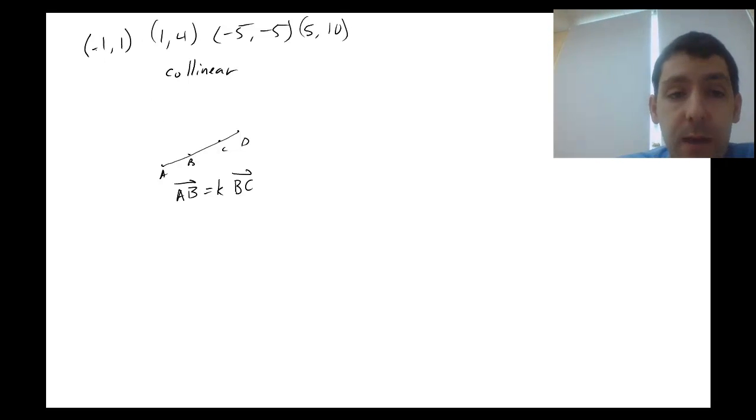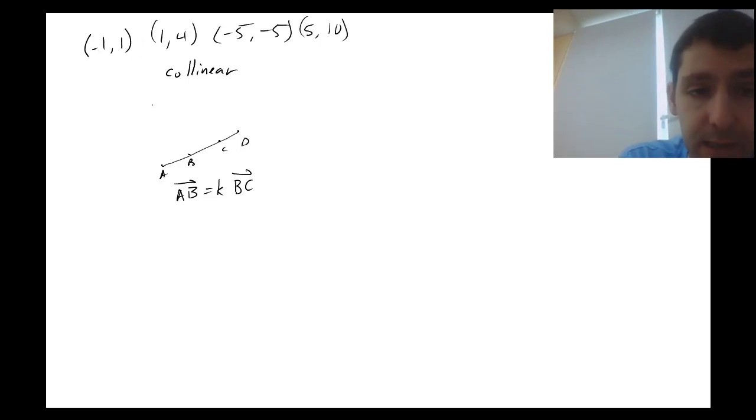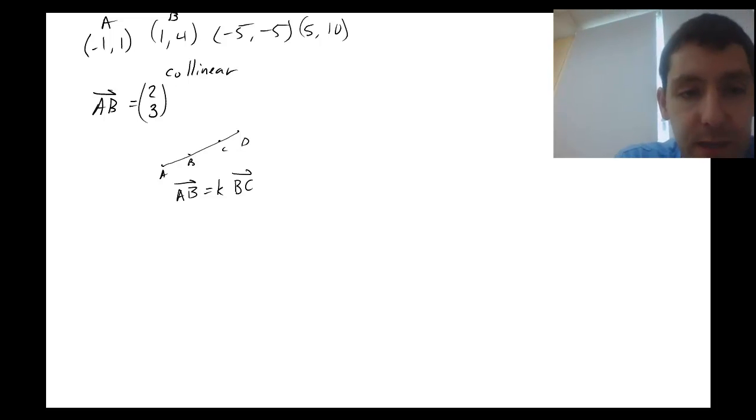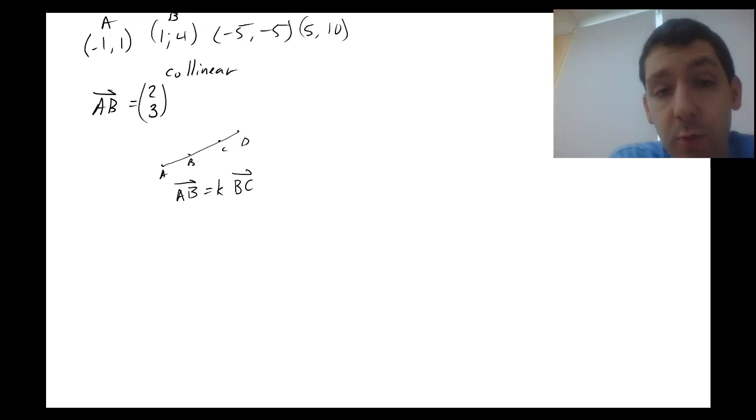So we'll go from (-1, 1) to (1, 4). So we'll go 1 minus negative 1, which is 2, and 4 minus 1, which is 3. So this is then vector AB, where this is point A and this is point B. So in the x direction it goes to the right 2, and in the y direction it goes up 3. All right, so then we'll check another one.